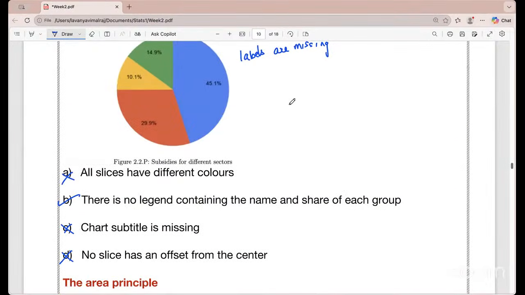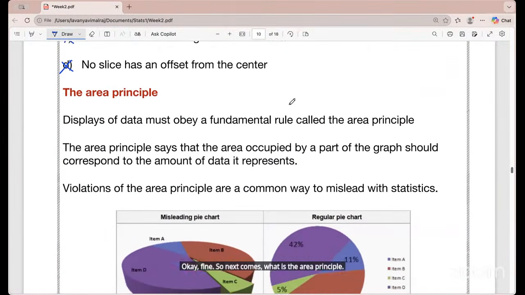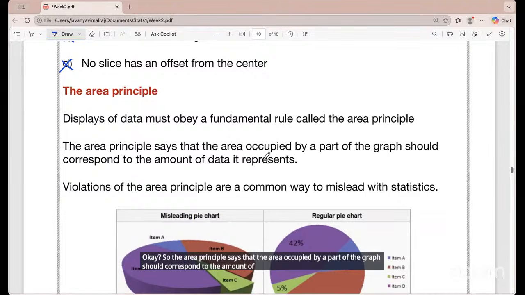Okay, fine. So next comes, what is the area principle. Displays of data must obey a fundamental rule called the area principle. The area principle says that the area occupied by a part of the graph should correspond to the amount of data it represents.